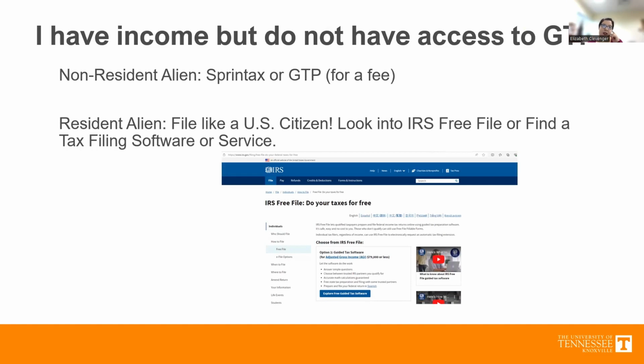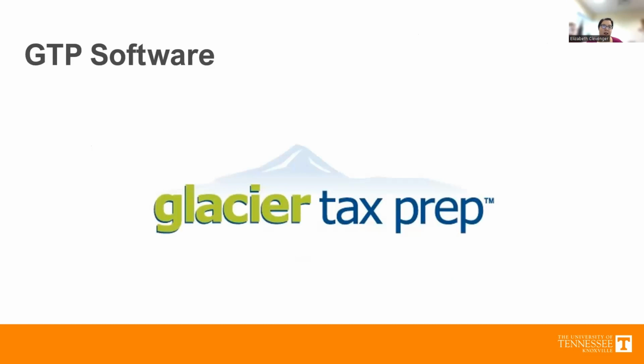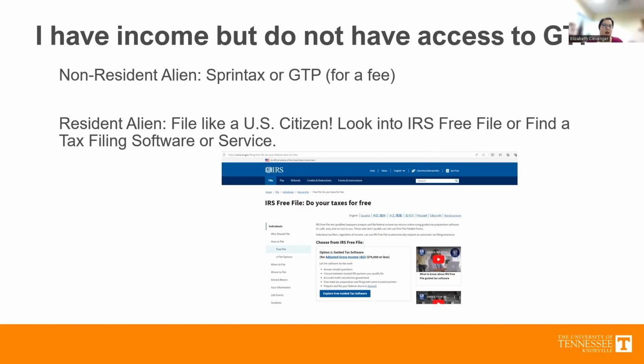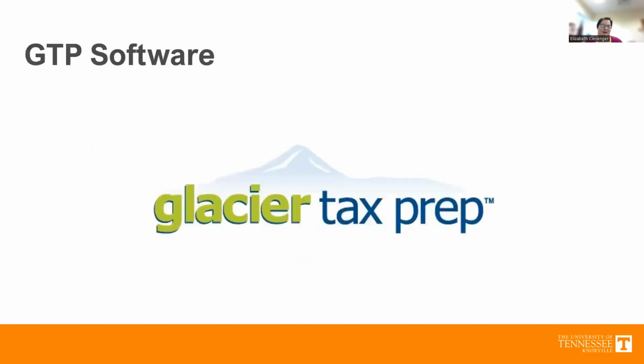There's also a company called Sprintax that is similar to GTP. Also, you would pay a fee for that, but it's software that will help you work out all the documentation you need to submit. If you're a resident alien, you file like a US citizen. And can you go back, Valentina? You might be eligible for something called IRS free file. If you have less than a certain amount of income, then you can file like a US citizen and use a free service. You could also pay for a service, but that's only for resident aliens. All right, now we're ready to move forward.